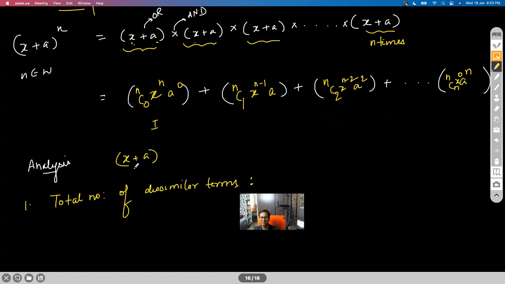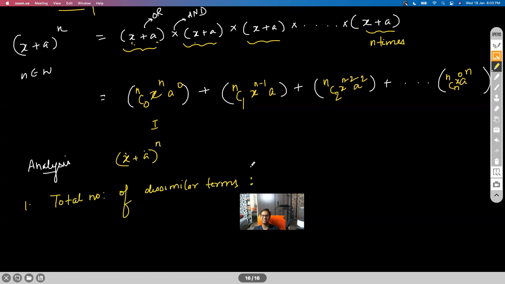What is the meaning of dissimilar? Not of the same nature. For example, one is a constant, other is a variable, or one is a variable of one type, another is a variable of another type. So if you are having dissimilar terms, then on your expansion also, you'll end up getting all terms dissimilar. If you have both the terms similar, you'll only get one term. For example, 2 plus 3 to the power 5, you get only one answer, 5 to the power 5. So that's the reason why I'm saying these two terms are dissimilar, then only whatever I'm saying will make sense.